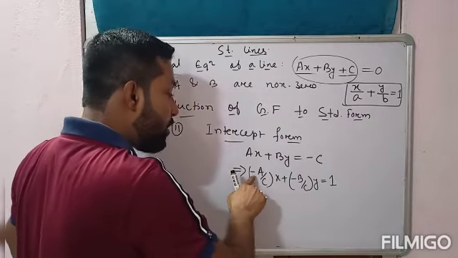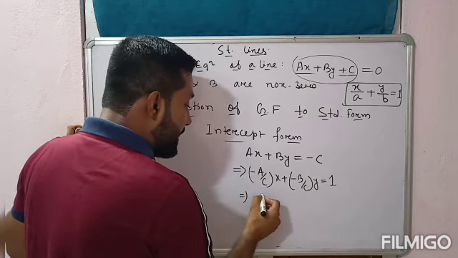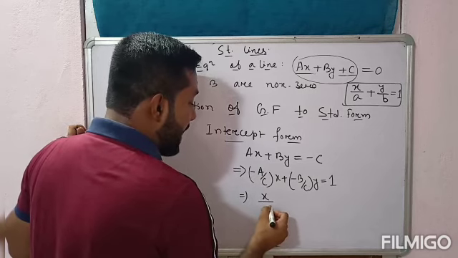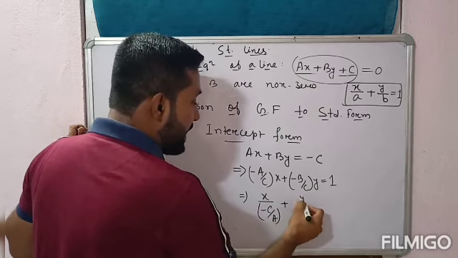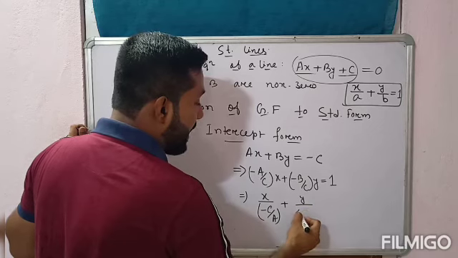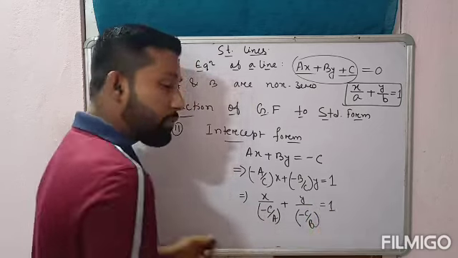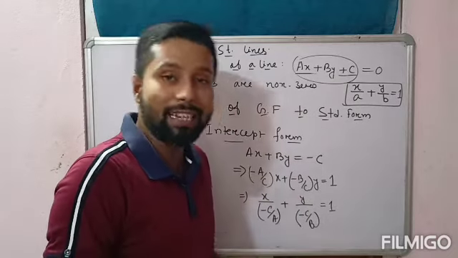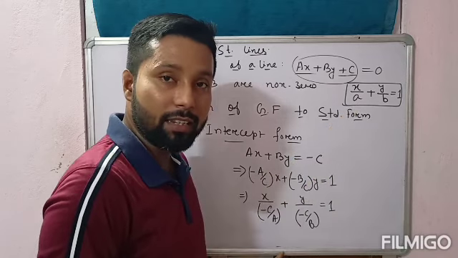So here it is in the form of minus a by c into x. This term can be written as x by minus c by a. The meaning is same only. Plus similarly the second term can be written as y by minus c by b. This is equal to 1. Yes, we can write like this also, and you have to write like this because compare करना है ना standard equation के साथ. ठीक है?